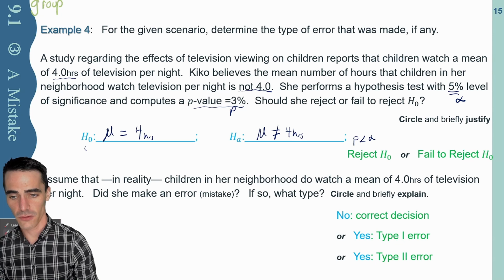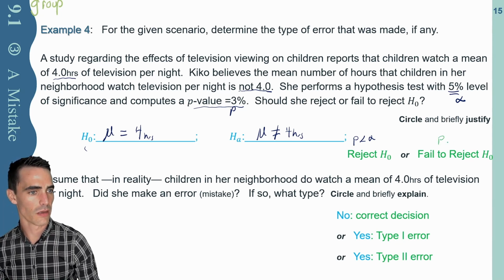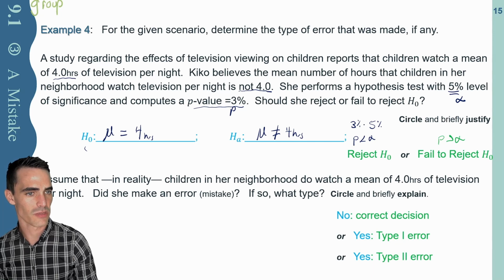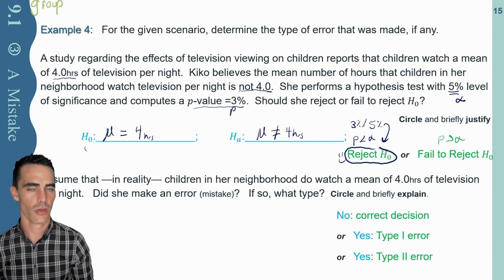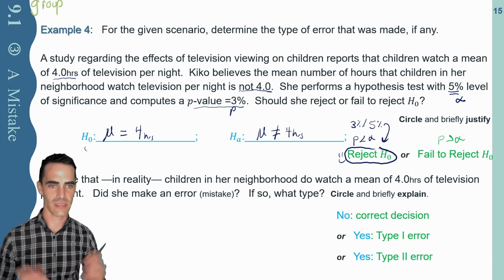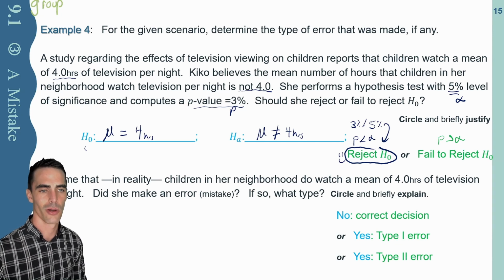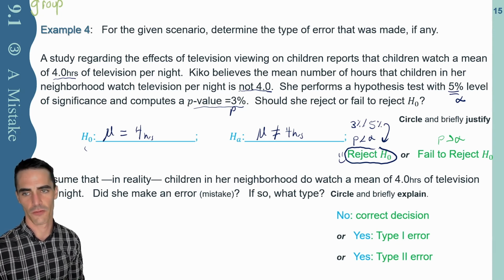And then fail to reject is p greater than alpha. Well, we can actually look at our values up top. We have the numbers. Alpha, it says, is 5%, and my p-value is 3%. That comparison, hey, you betcha, is less than. Fantastic. Everyone's elated. Woohoo! Reject that null hypothesis. Kiko gets to make that assertion. Her suspicions were correct. Unfortunately, maybe not, though.